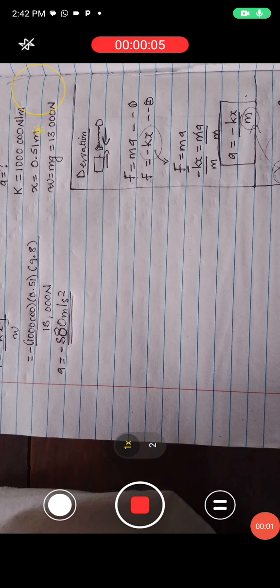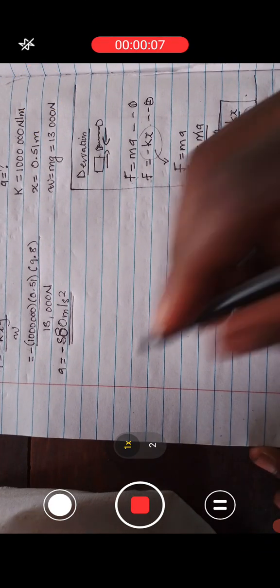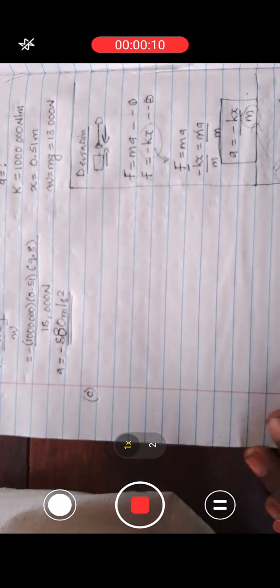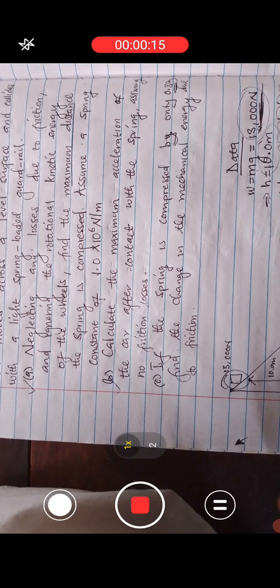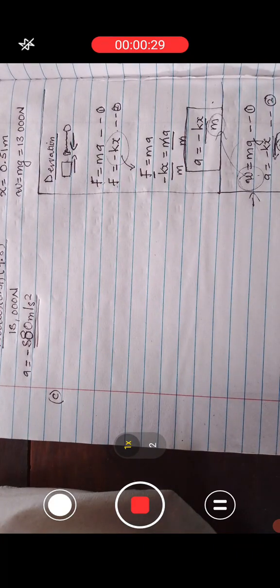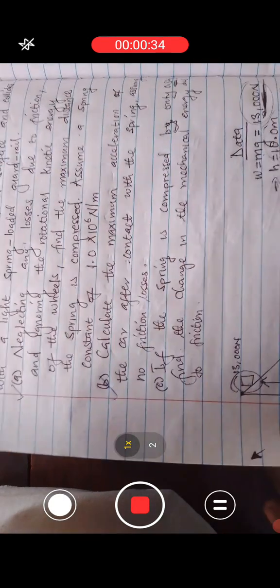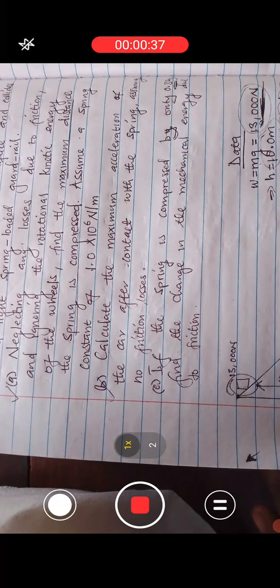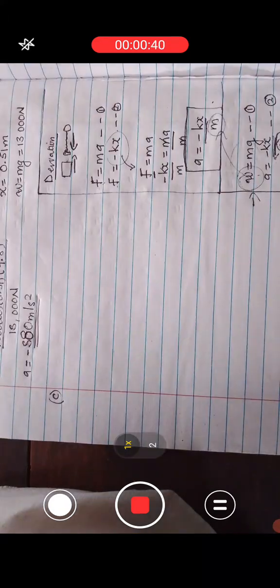So in this video I'm going to solve the final part, which is part C. In part C, we are looking for, if the spring is compressed by only 0.30 meters, the change in the mechanical energy due to friction. So part C requires us to calculate the work which was lost, or the change in mechanical energy, which simply means the energy which was lost due to friction.